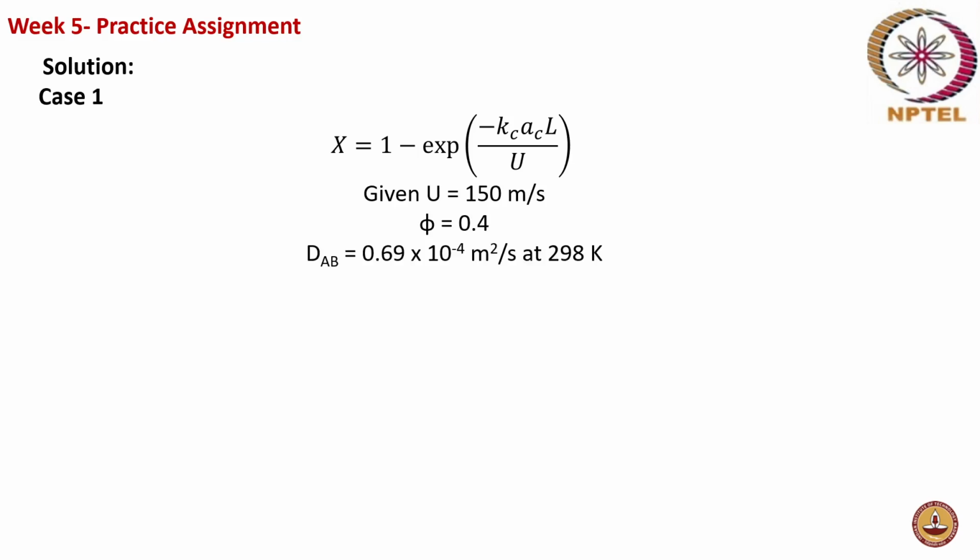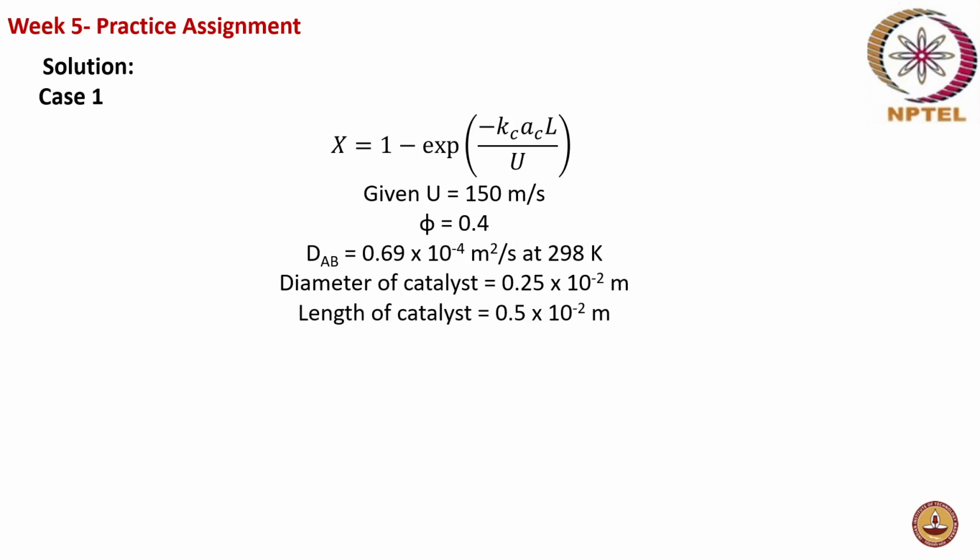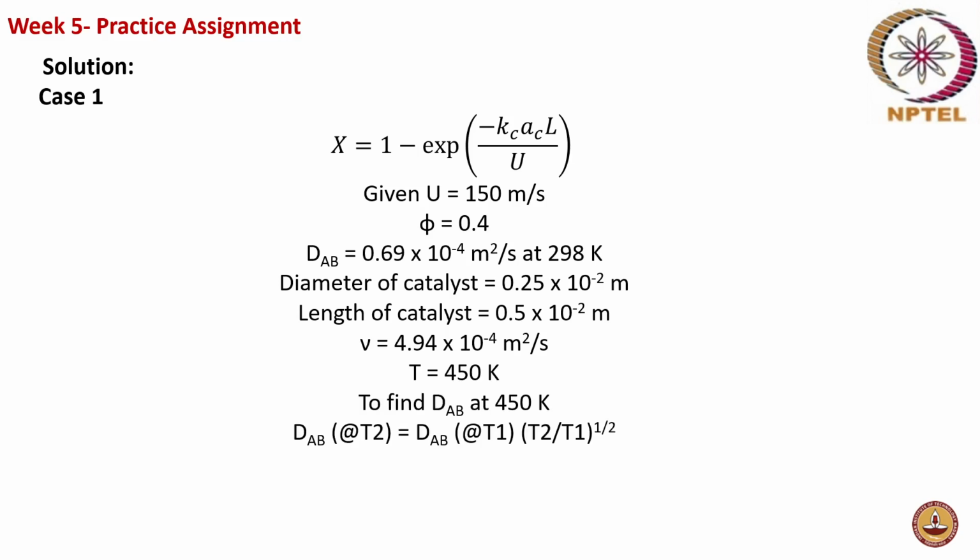Now they have given DAB at 298 Kelvin. Next, the diameter of the catalyst is 0.25 x 10^-2 meters, the length of the catalyst is 0.5 x 10^-2 meters, the kinematic viscosity is 4.94 x 10^-4 meter square per second, and the temperature is 450 Kelvin. Now, since they have given the diffusivity at 298 Kelvin, we have to find out the diffusivity at 450 Kelvin.